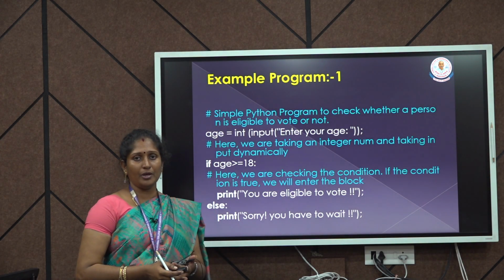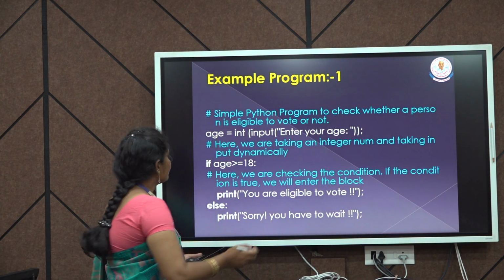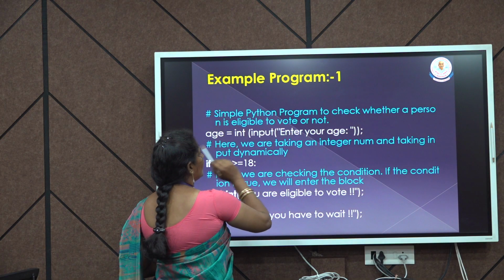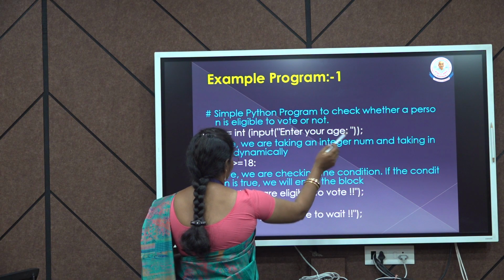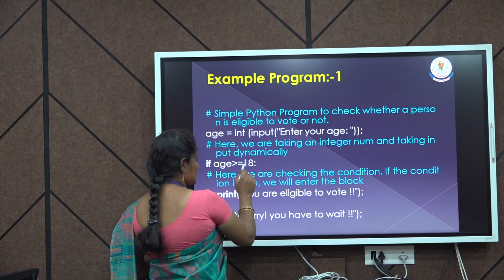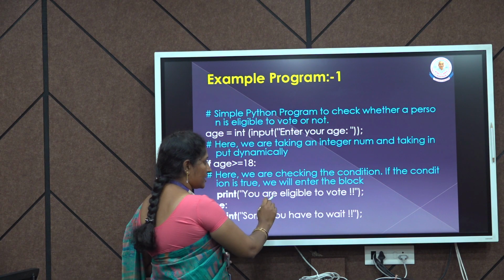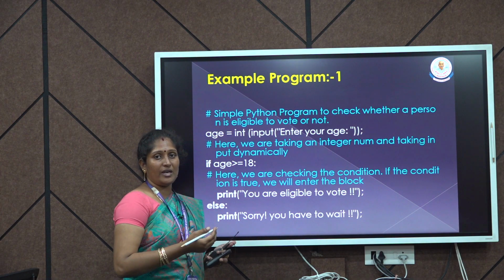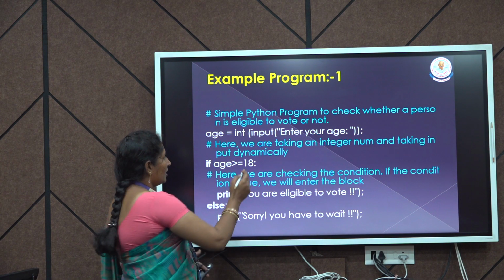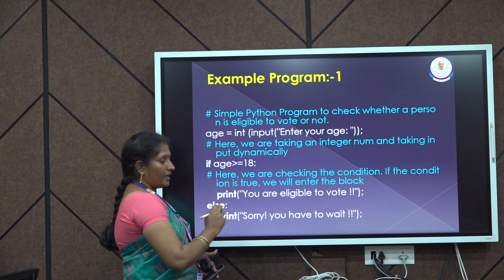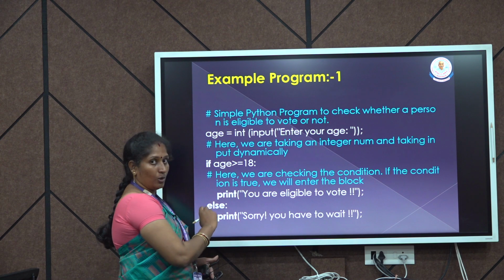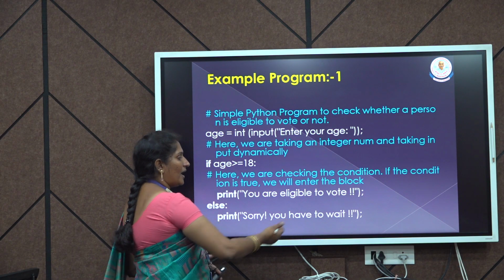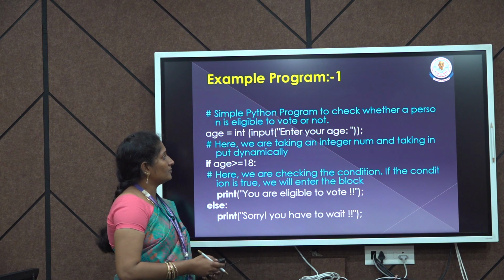This is the example program for the if-else statement. Here also we are getting the value of age, int(input("Enter your age")). If age is greater than or equal to 18, it executes "You are eligible to vote". Previously, in the if statement, it executed only the if part. Here we have included else also, which means it executes the false statement, like "You have to wait".